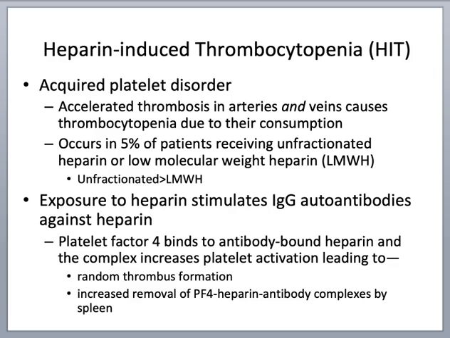So we have two things going on with HIT. First of all is increased consumption because of the formation of these random thrombi, and we have decreased survival because of increased uptake in the spleen.